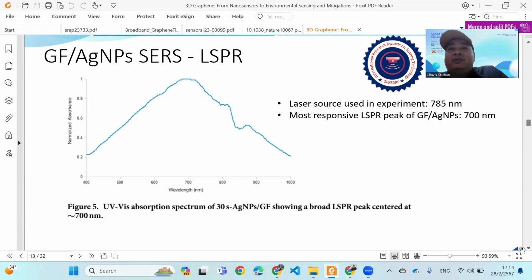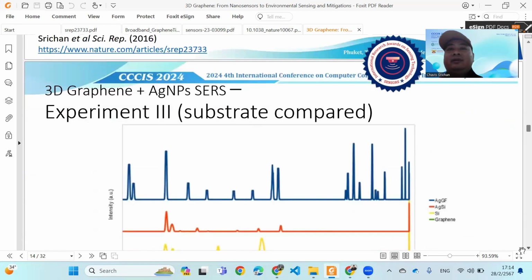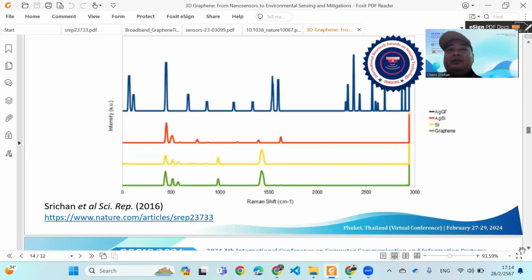So we use 700, and this is the result. When compared to just normal silicon or some other material, the graphene foam hybrid with the nanoparticle is the best.